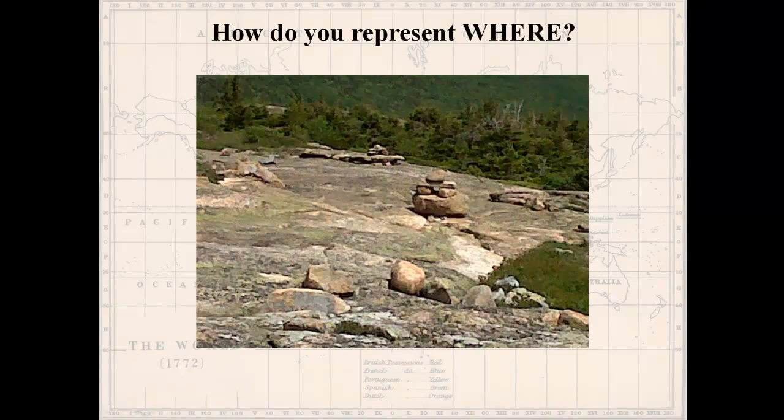Okay, so how do you represent where? This came from back in Module 2 also. And when you can see everything, that's fine. You can represent where by just pointing things out in this landscape and people can understand what it is you're saying. But if you want to represent where in some place or some way that people can't currently see, you're probably going to use a map.